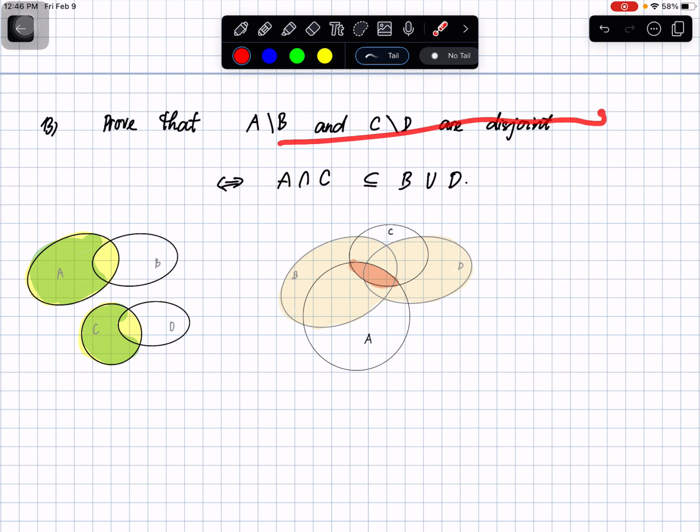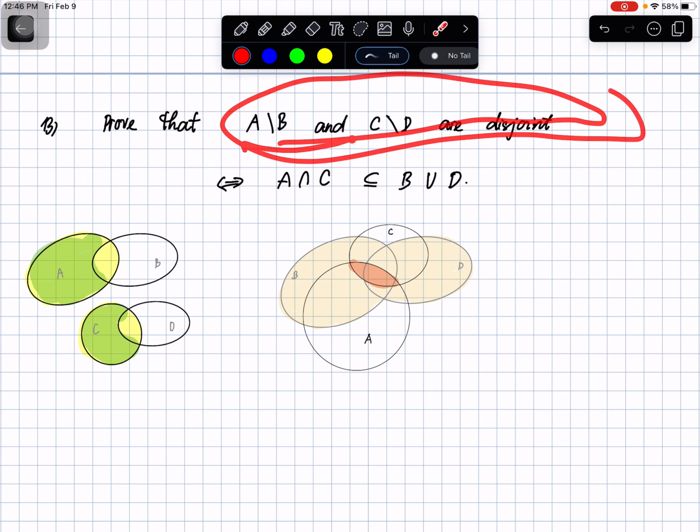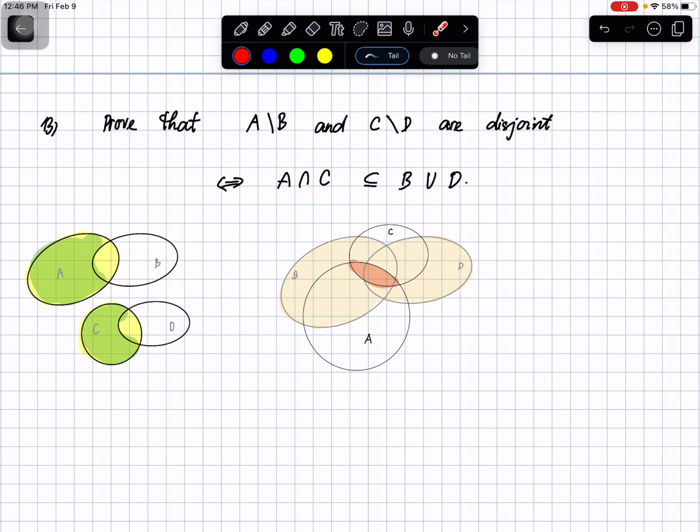So the first part here, the two sets are disjoint if and only if A intersects C is the empty set. The empty set is a subset of any other set. So for example, in this case, it's true. Just to have some intuition. So what about the other case?